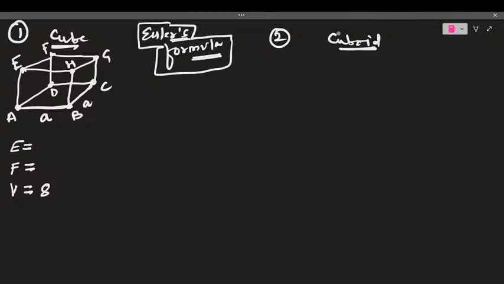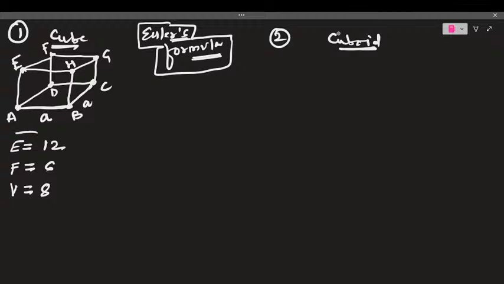If you want to count edges, 4 edges are there on top, 4 edges are there on bottom, and 4 edges are vertical. There are total 12 edges. If you want to count faces, the front face and just opposite to front, the side face and just opposite to side, the top face and just opposite to top, the bottom face. That means total 6 faces are there.